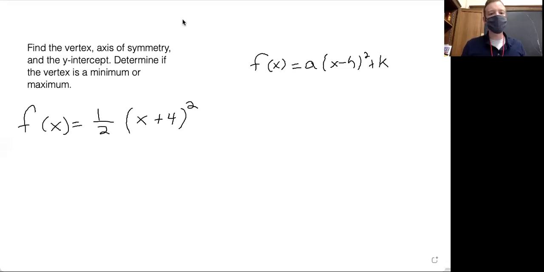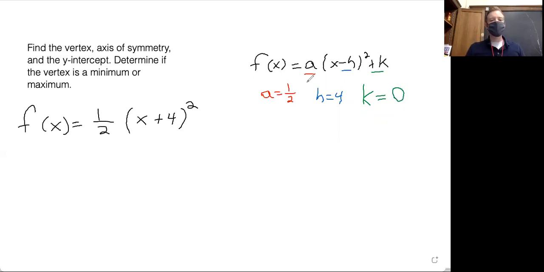All right, so if we identify our A, H, and K, A in this case is going to be 1/2. H is going to be 4. And what will K be here? If there's no number added or subtracted on the end of our problem, what is K in this case? 0.